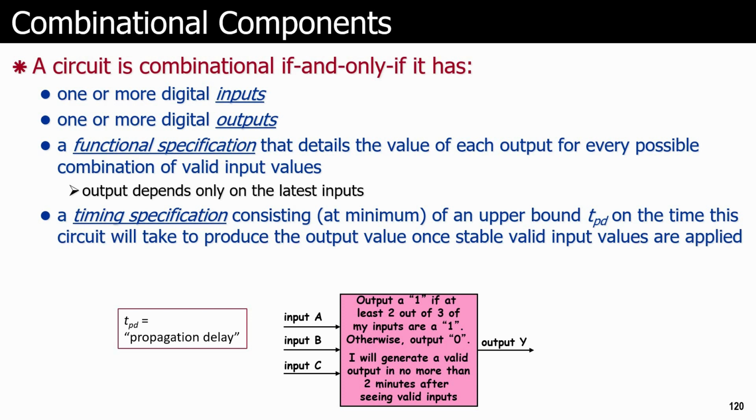And we also have to have a timing specification that has at least an upper bound propagation delay time. And this is the time that the circuit will take to produce the output value when stable valid input values are applied.